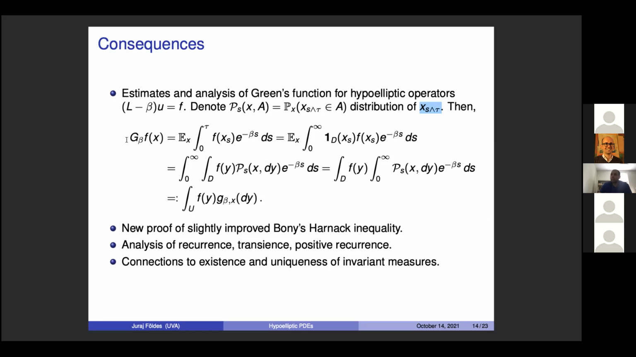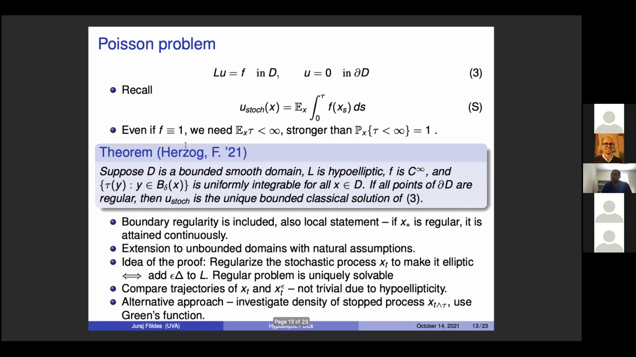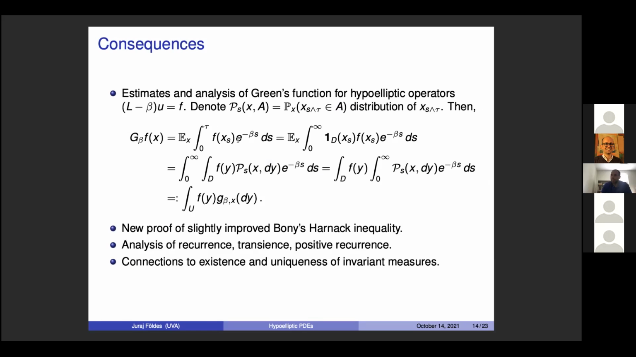Now I'm going to use the formula. So if I use this formula again, now with the easy modification for beta, so that I don't have to worry about integrability, I have an integral between 0 and tau of f of x_s e to minus beta s ds. Since I don't want to deal with this tau in the boundary integral, I just multiply it by the characteristic function of my set. That really means that if I exit, this is going to be 0. And then the expectation is the same as the integral against this measure.